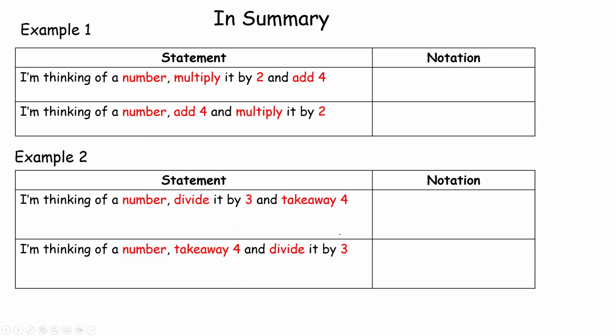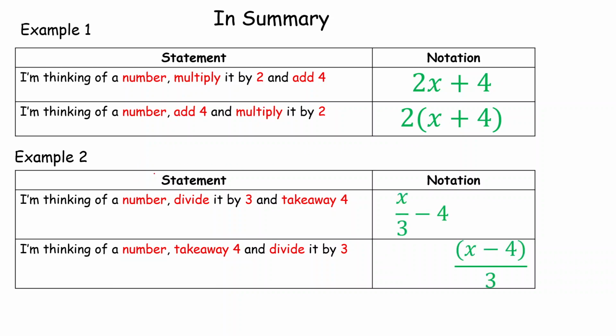So in summary, for these examples here, I'm not going to read them out, but we had these 2 ways of writing these statements. So if you want to, I'd make a note of that. It's really important. And in example 2, we looked at these 2, where again the order in which we do things matters. So we divided by 3 first, and then took away 4. We then took away 4 and divided by 3. And the expression changes quite dramatically.